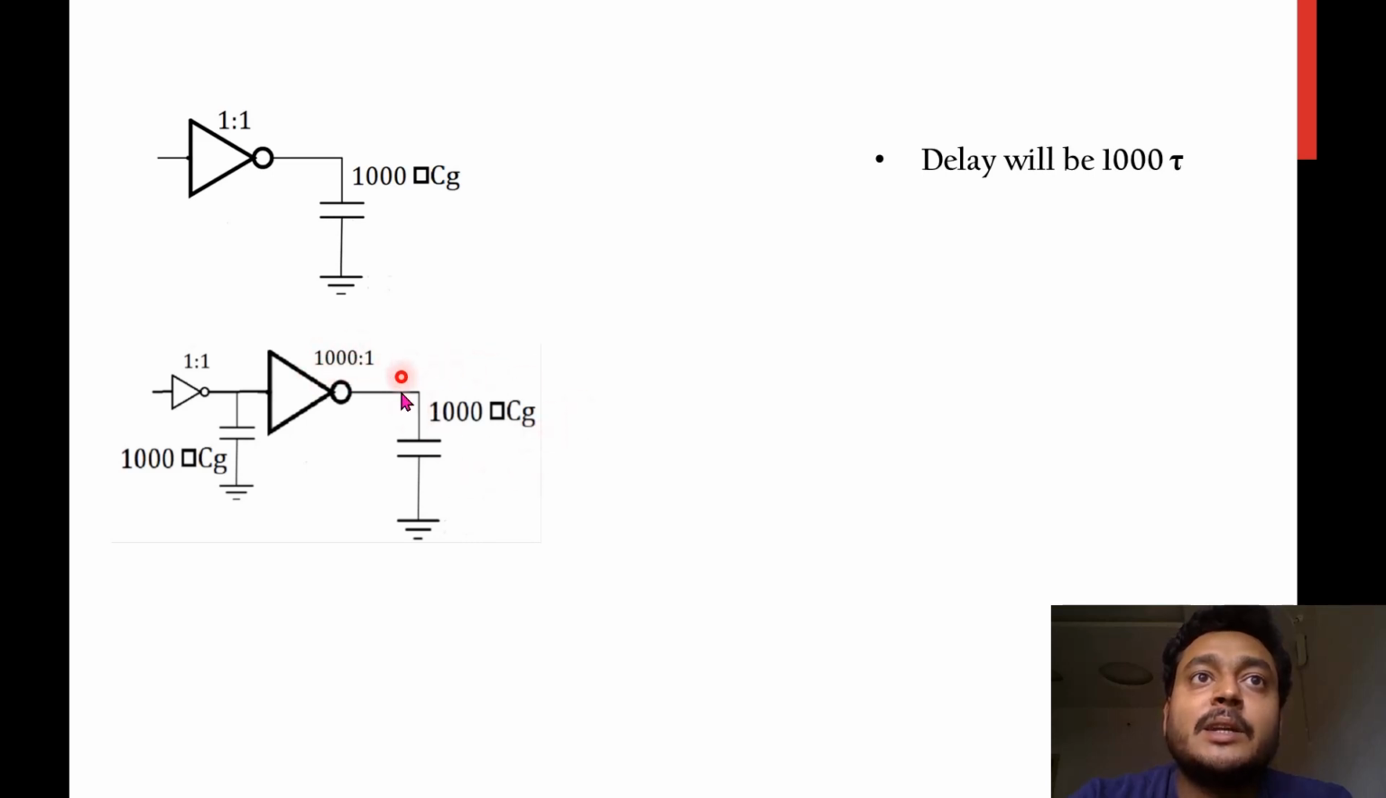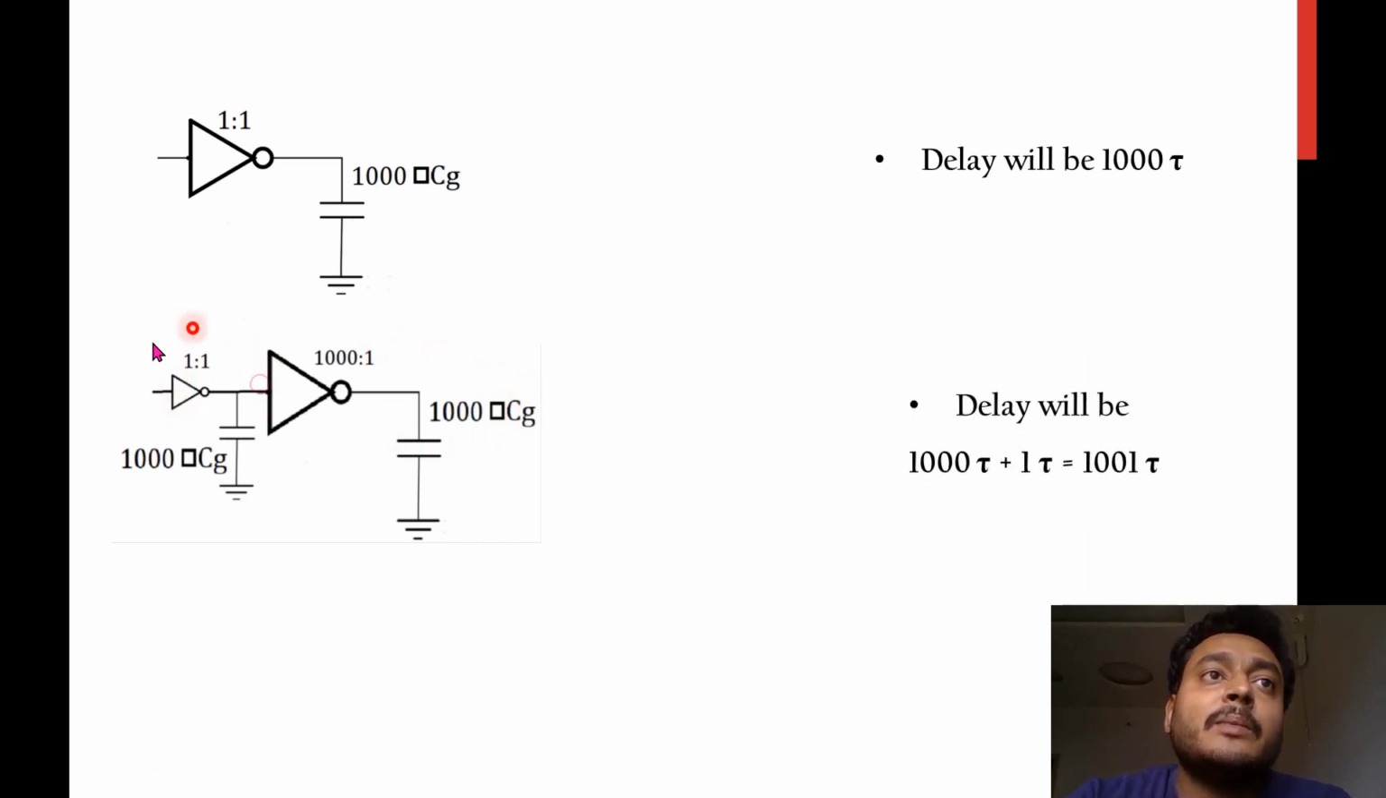And the capacitance here is 1000 CG, so 1000 divided by 1000 into RS into CG. The 1000 cancels, so you get 1 times RS into CG. RS into CG is nothing but tau, so we get a delay of 1 tau. So in total, you get 1000 tau from here and 1 tau from here, so a total delay of 1001 tau.